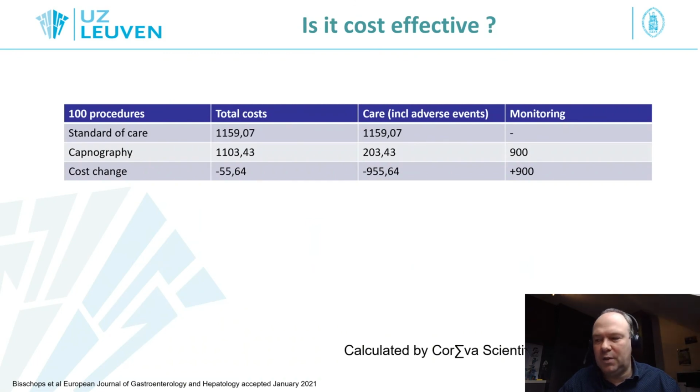And then the last question is whether this is cost effective. We did a cost effectiveness analysis based on the costs of the devices and also the cost of a potential escalation of care. And we calculated that we would save about 55 euros per patient if we would introduce capnography as a standard of care in our hospital for procedural sedation.